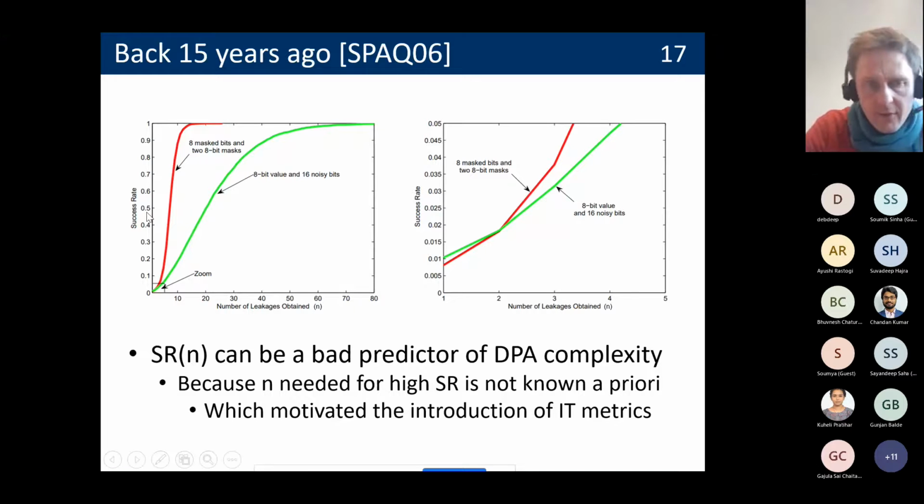And what do you see? It's the success rate for two types of countermeasures. I think the details are not very important. Let's call them the red countermeasure and the green countermeasure. On the left, you see the full curve. And clearly, you could say, okay, based on the full curve, the red countermeasure is easier to attack than the green countermeasure because you need more traces to recover the key with the green countermeasure with high success rate. But if you zoom in at the very beginning of the curve, where you have a limited number of leakages, what you see is that it's the opposite. The green countermeasure is slightly easier to break than the red countermeasure.